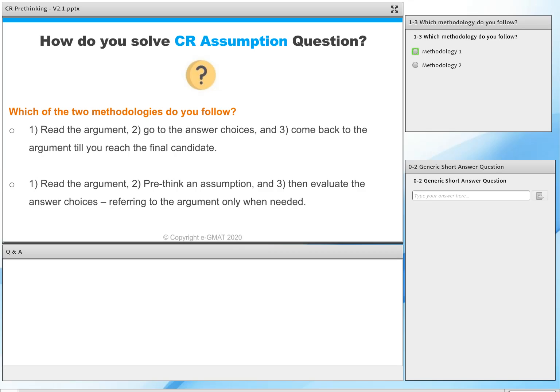So there are two methods that people usually follow. One is they read the argument, then they start looking at answer choices, and they do a back and forth till they reach a candidate that they like. The second is they read the argument, they focus on pre-thinking, and then they evaluate the answer choices, coming back to the argument only as needed. Which methodology do you follow out of these two?